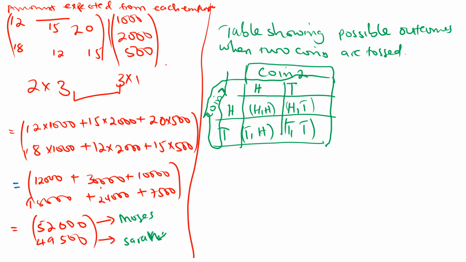But now here they said that they wanted to send someone who will go to the shop. And they said that if at most one head appears on top, then Moses will go to attend to the shop. And if no head appears on top, then Sarah will go to the shop.